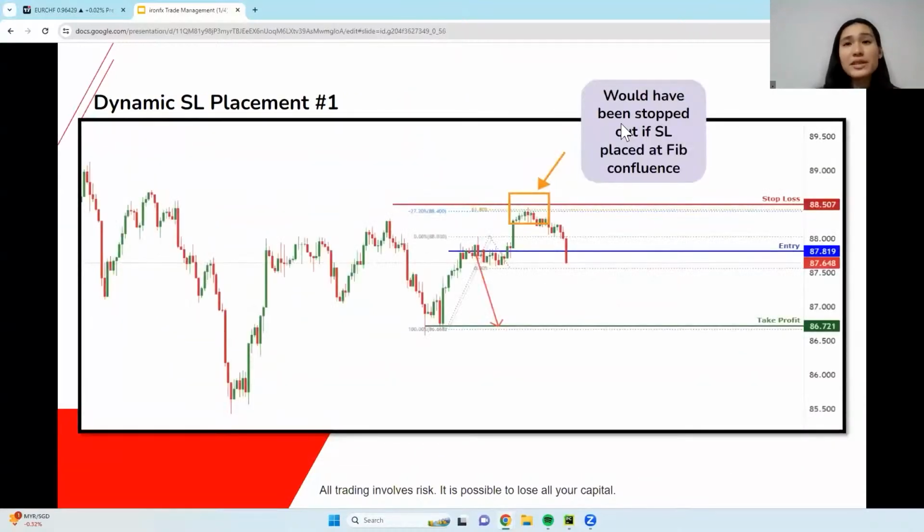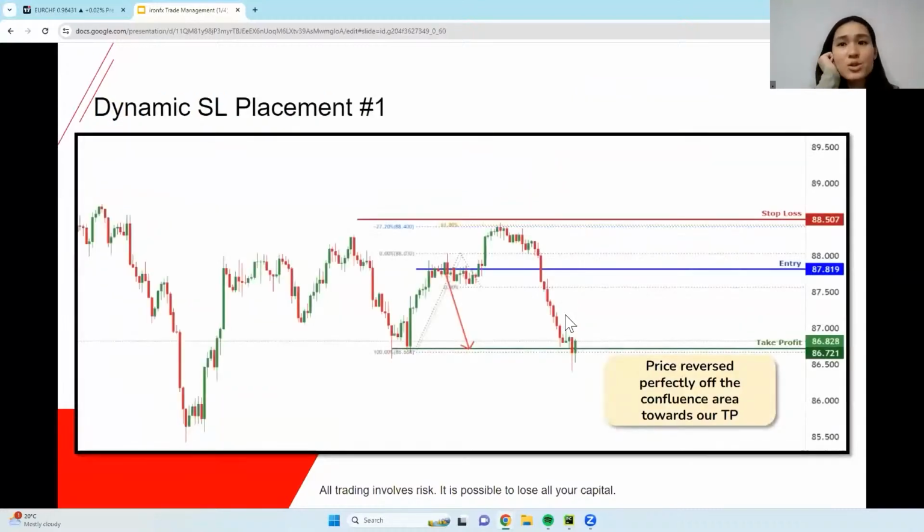You can see if we had placed our stop loss exactly at this Fibonacci confluence area, we would have been stopped out. You can see it touched the Fibonacci confluence area perfectly before reversing off of it back down to our entry. If we had placed it here, we would have gotten stopped out. Once again, the reason is that price is often attracted to such strong areas of support or resistance before reversing off of these areas. Price reversed perfectly off our confluence area and went back down towards our take profit.